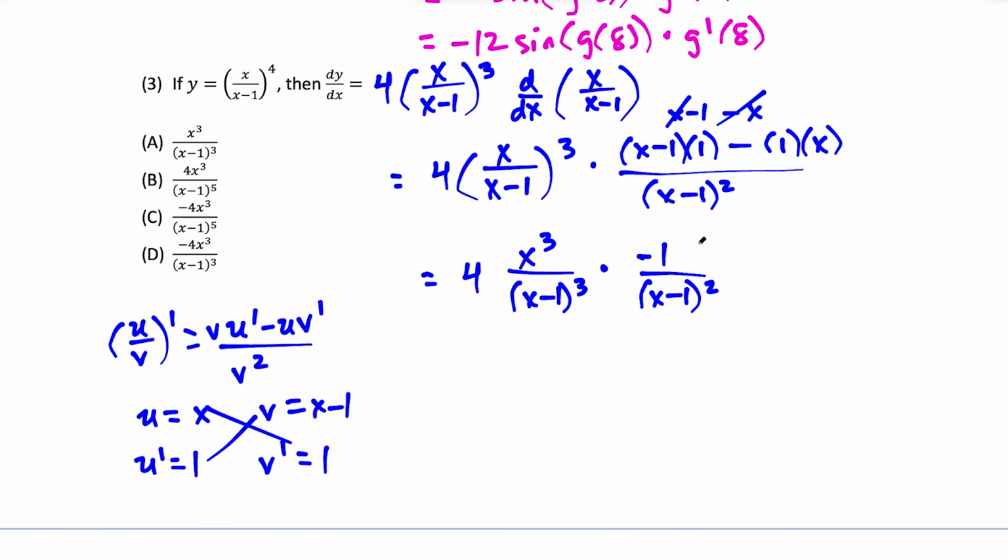So now we just multiply these 3 terms together, and just think of this as 4 over 1. So we're going to do 4 times x to the third times negative 1, and that's going to give us negative 4x to the third. And then on bottom here, we have 1 times x minus 1 to the third times x minus 1 squared, and these two can combine to x minus 1 to the fifth. Okay, so now we just look through the answer choices here, and this is going to match up with choice C.